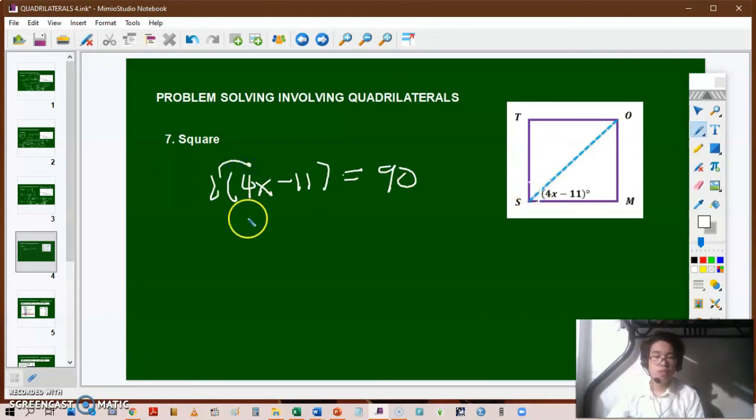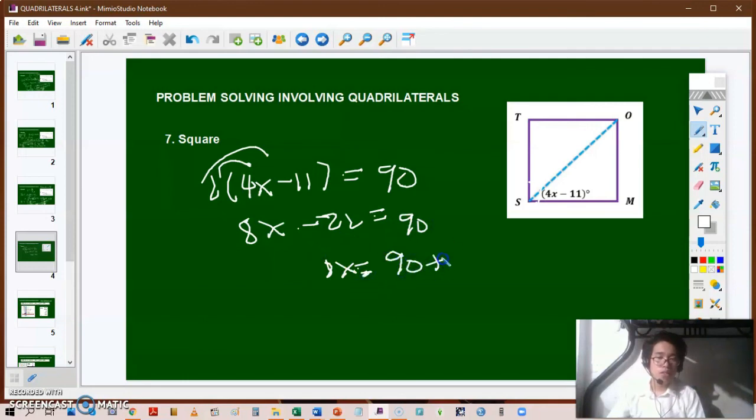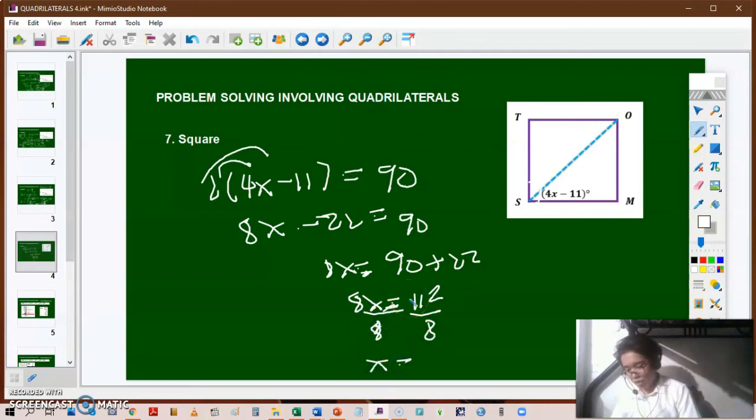So that's going to be 2 times 4x, which is 8x, and 2 times negative 11 is negative 22, equal to 90. So 8x is going to be equal to 90 plus 22. So that's going to be 112. And if you divide that by 8, you're going to get the value of x. So x is equal to 112 over 8, which is 14.